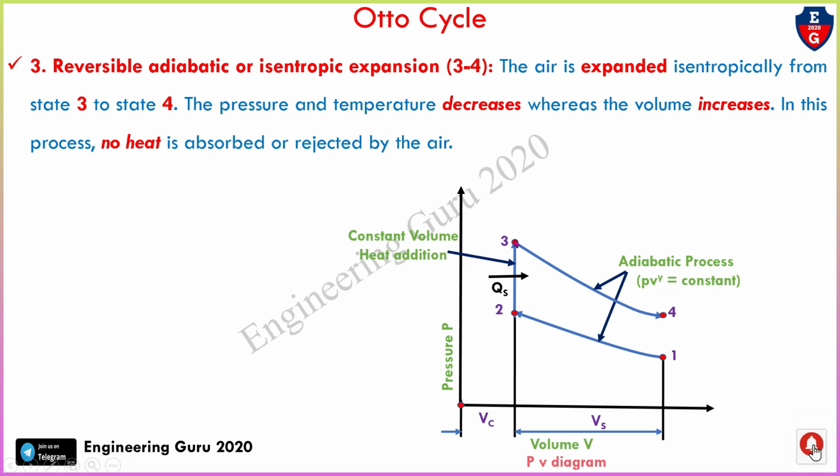So here this is point number 3 and this is point number 4. Pressure is decreased from 3 to 4. It is also called an adiabatic process. PV raised to gamma equals constant.